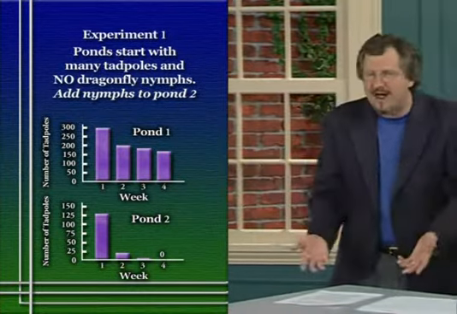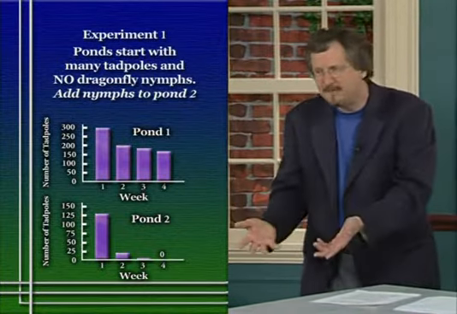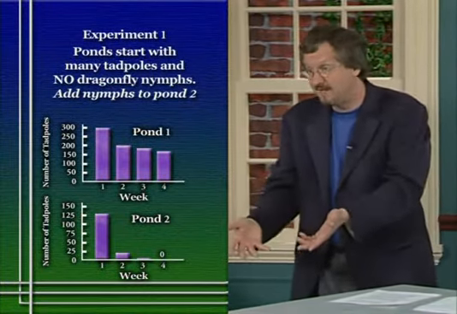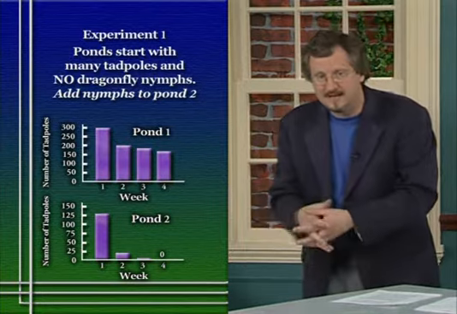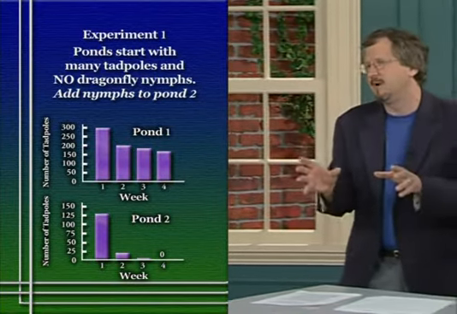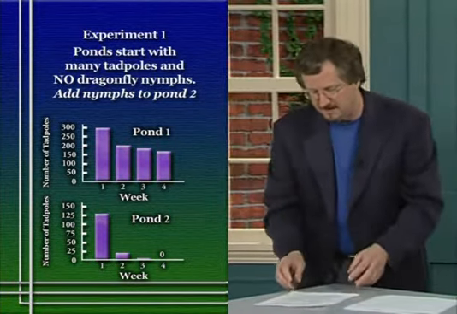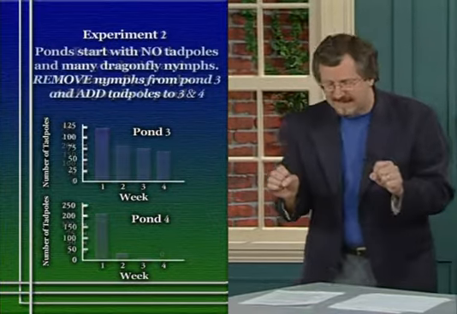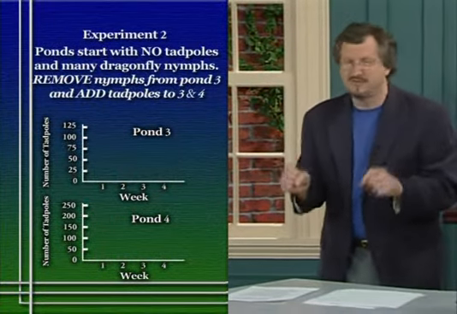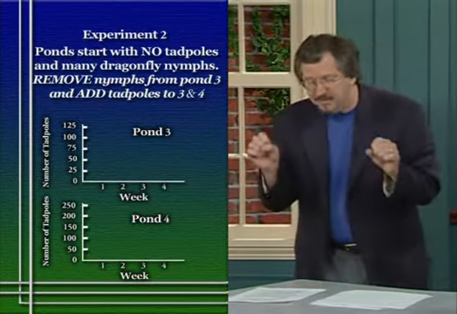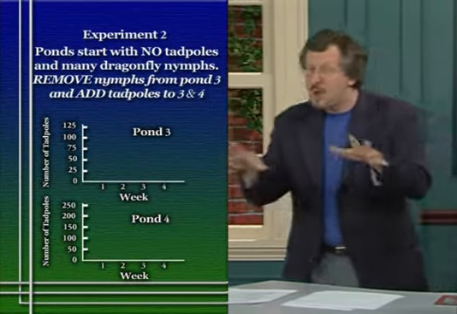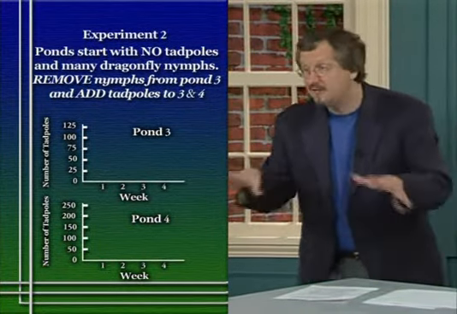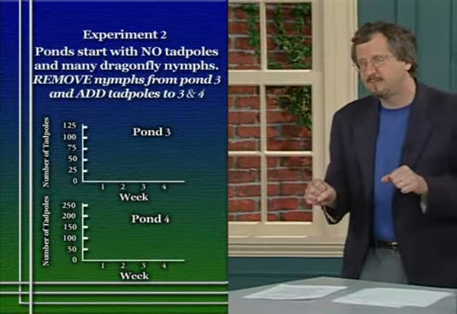I mean, it's not surprising, if you know that the dragonflies eat tadpoles, that when you add dragonflies to a pond full of tadpoles, the tadpoles get eaten. The more important experiment was the second experiment that Van Buskirk did. What he did in this case is again select two ponds, or sets of two ponds, but both of these ponds started out with no tadpoles present and had dragonflies. So it's just the reverse of the first experiment.